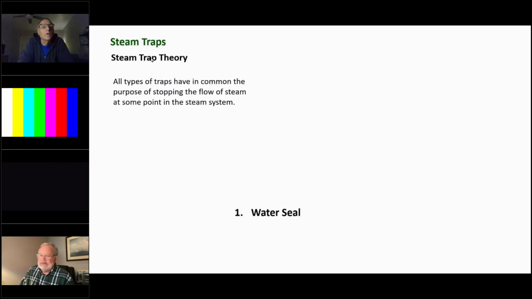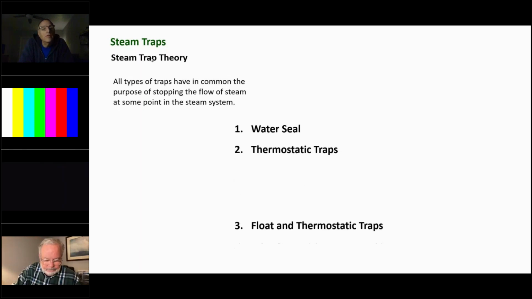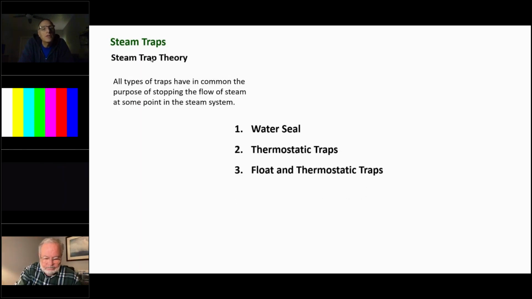All right, here we go. We're on to steam traps. Steam trap theory. All types of traps have in common the purpose of stopping the flow of steam at some point in the system. The three basic traps that you should encounter in just about any steam system would be the water seal trap, thermostatic traps, and float and thermostatic traps.